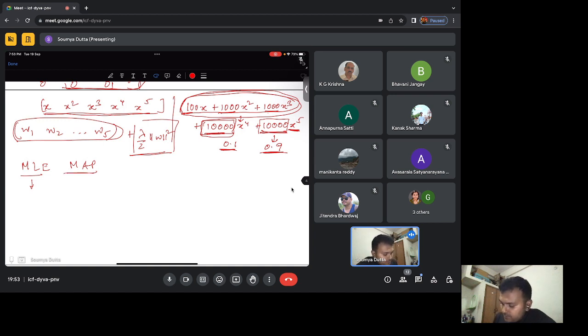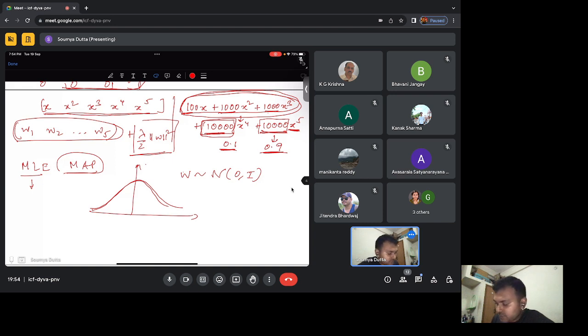MAP is actually better. Why? Because you know that you have some prior knowledge of how your weights should look. So this is the normal distribution. If you say that all my weights are coming from a standard normal distribution, and this is the prior that you are trying to enforce upon your problem, that is precisely equivalent to putting this lambda by 2 norm of W square in your problem.